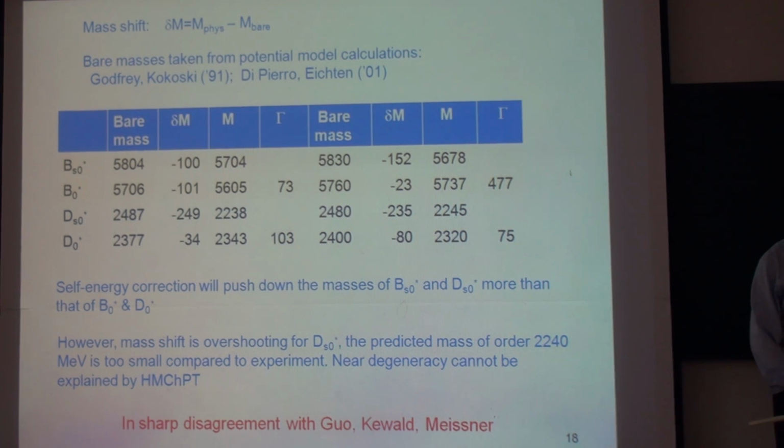So that implies what? Implies the charm quark is not so heavy enough. Yeah, not heavy enough. The range is not small enough.